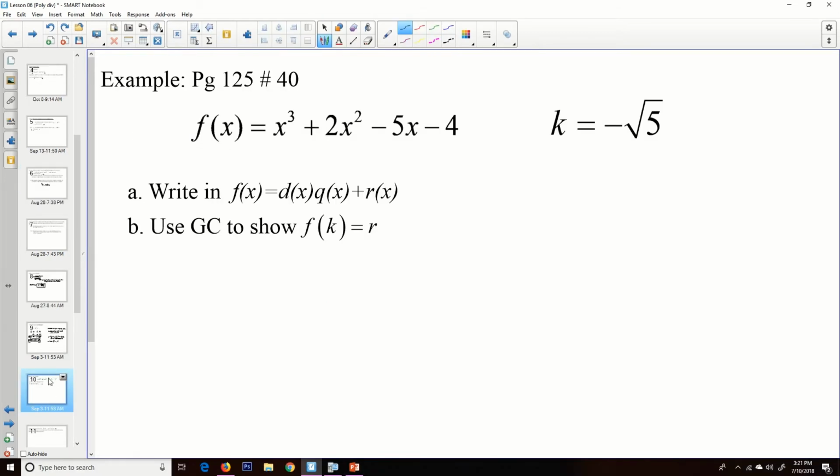All right, next one. This is from the text. It is on page 125, number 40, and they give you a polynomial function and a value for k, and I pick a value that shows that we can still do synthetic division with an irrational number. So we want to write this thing in the form f of x equals d of x times q of x plus whatever the remainder r is, and then we're going to use a graphing calculator to show that f of k, in this case negative square root of 5, is equal to r.